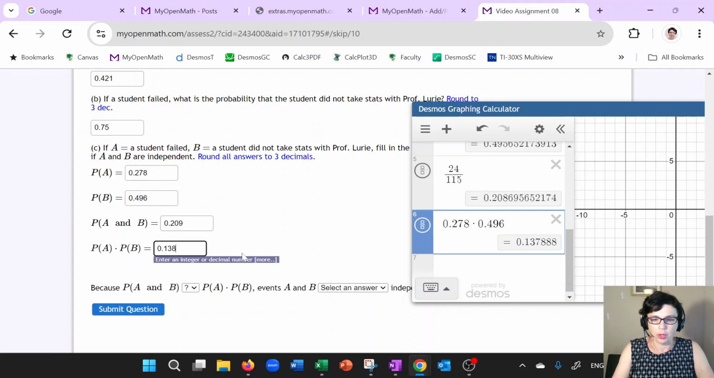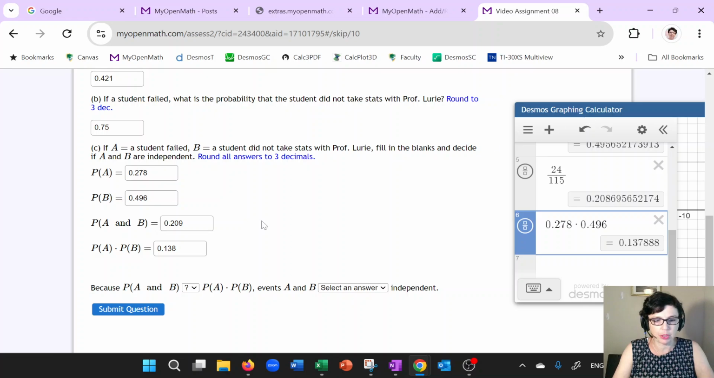0.138. Okay, so I need to compare these two answers. If they're the same, then yes, independent. If they're not the same, then no. And obviously, these two numbers are not the same, so I'm going to choose not equal, which means that these two events are not independent.